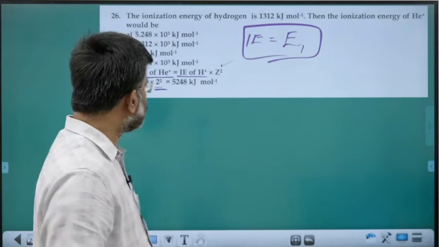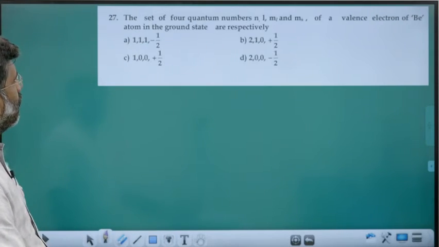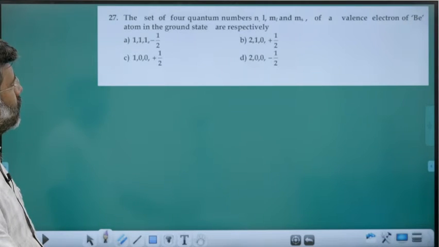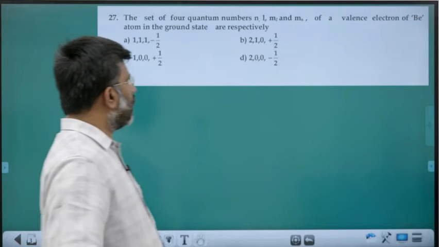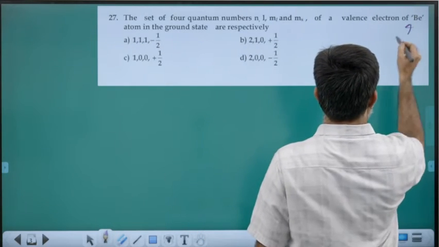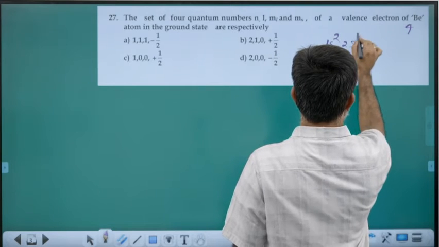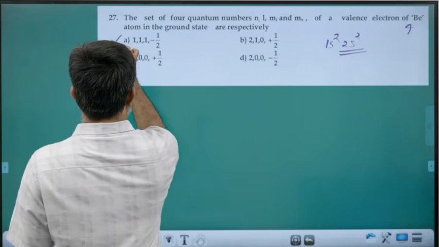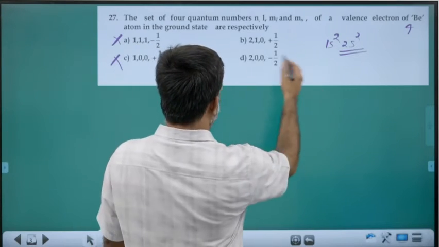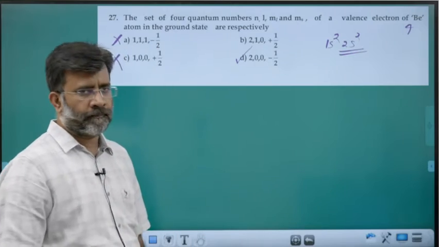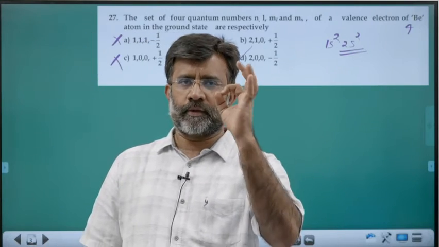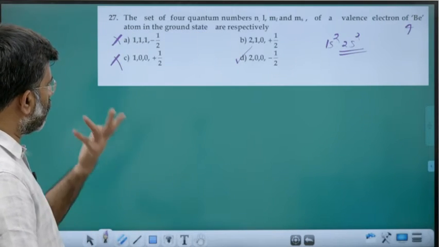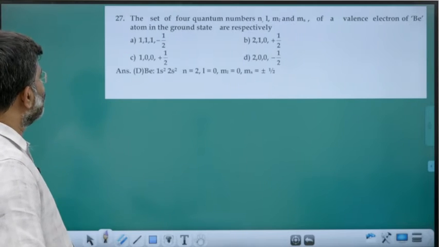Next question. The set of quantum numbers for the valence electron of beryllium. Beryllium with atomic number 4, you know, is 1s2, 2s2. This is 2s2, so n is equal to 2 and l is equal to 0. Option D. n is equal to 2, l is equal to 0, m is 0, and spin plus half or minus half, it can be. Next.